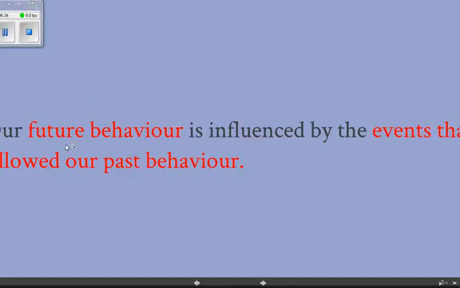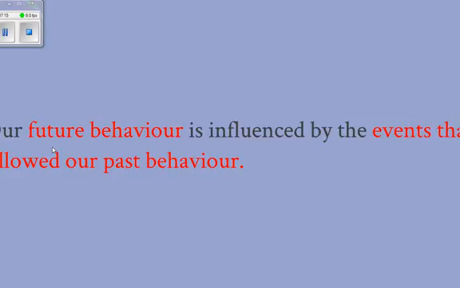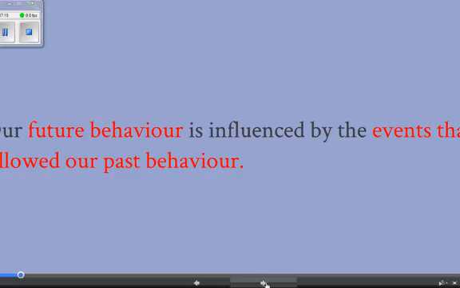For example, past behavior. On Tuesday, you came late to Miss Holeva's class. Event that followed that, past behavior, was that you were sent to focus room because you came late. You were punished. So the future behavior, how you're going to act next Tuesday, is depending on the events that followed your past behavior. Because your past behavior being late was punished by sent to the focus room, your future behavior most likely will be not to be late again in my class. And that's how I can modify your behavior.